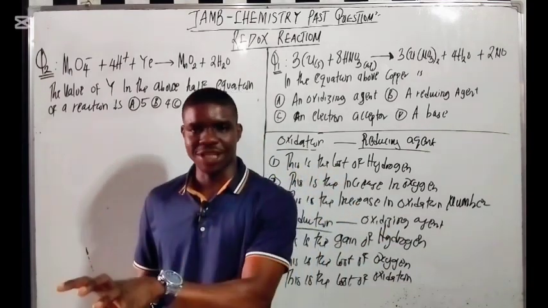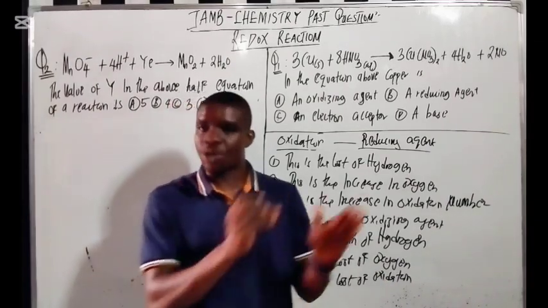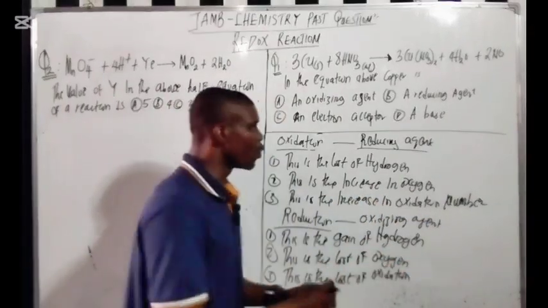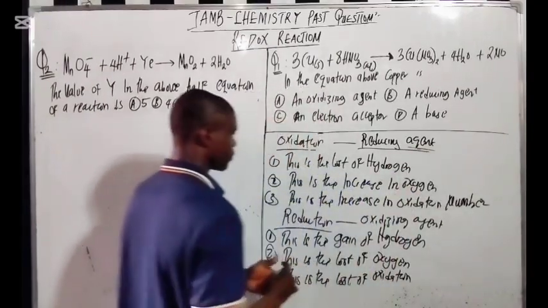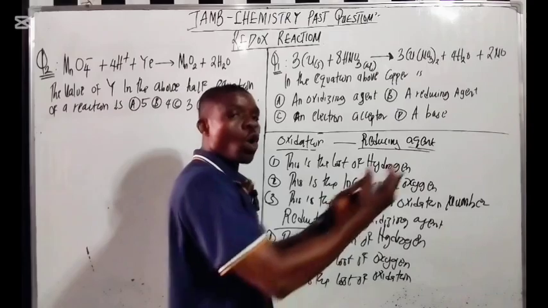Because oxidizing agent means what? It is the reduction. Reducing agent means what? Is oxidation. Just the word agent. Again, the word agent, oxidation is what makes reduction occur.